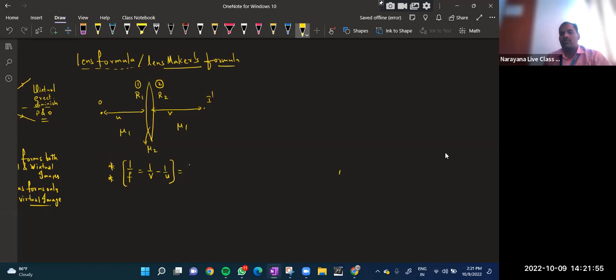And it is also equal to (mu 2 minus mu 1) by mu 1, into the bracket, 1 by R1 minus 1 by R2. This is called the lens formula, and this is called what here? The lens maker's formula.